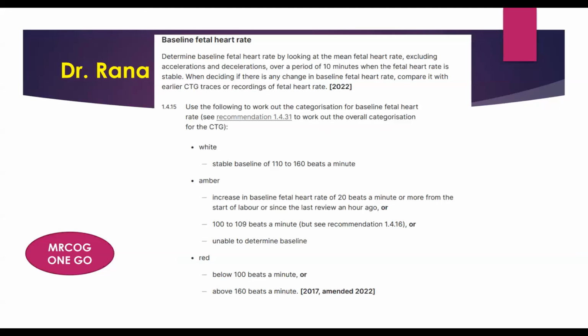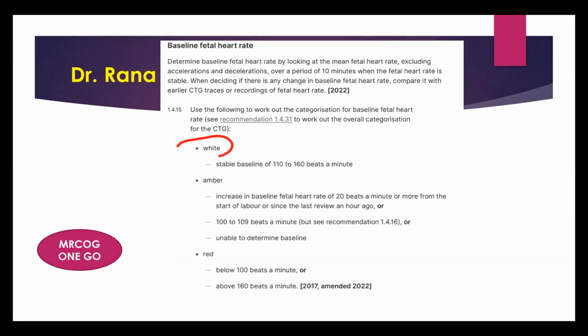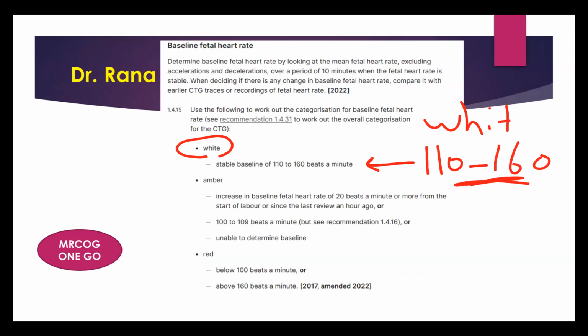Baseline fetal heart rate. Now we have white, amber, and red. White is reassuring in the old guideline, if the baseline is between 110 to 160. So this is reassuring in the old, and in the new it will be white. What about the amber? If there is any increase in the baseline heart rate of 20 beats a minute or more. This is the third difference here, guys.